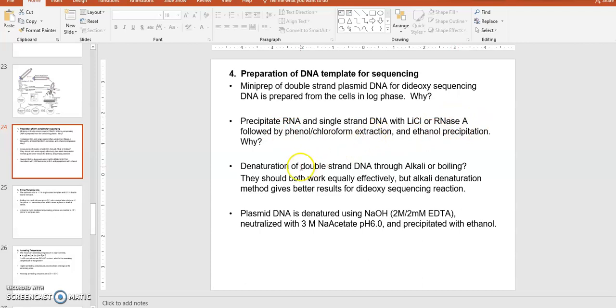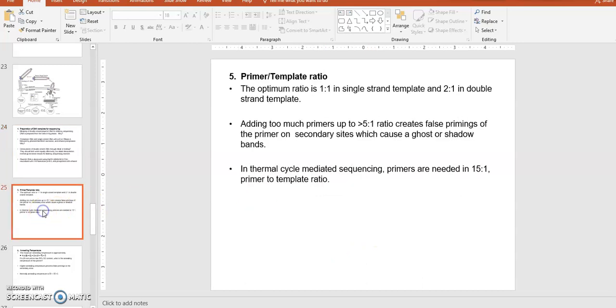And then after having your DNA, of course your DNA molecule has to be denatured. You can use PCR for that, or you can use alkaline solution treatment. It's kind of an old-fashioned treatment, but it's always good to use the alkaline solution. For example, plasmid DNA is denatured using sodium hydroxide, about 2 molar concentration, in the presence of EDTA, and then once the denaturation is done, you can neutralize the DNA by adding 3 molar sodium acetate at pH 6. That's how typically the denaturation step is done.